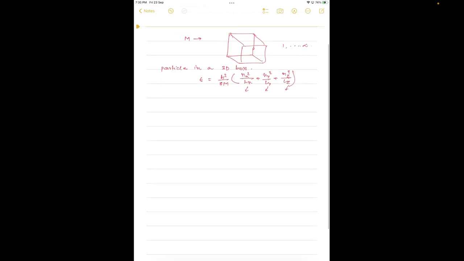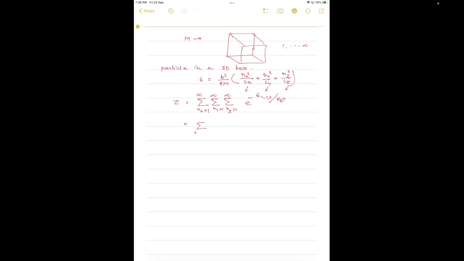Now the partition function for this problem will be if we sum nx equal to 1 to infinity, ny equal to 1 to infinity, nz equal to 1 to infinity, of e to the power minus epsilon x, y, z divided by kBT, right? So this is the formula for the partition function, a sum over all possible energy states.